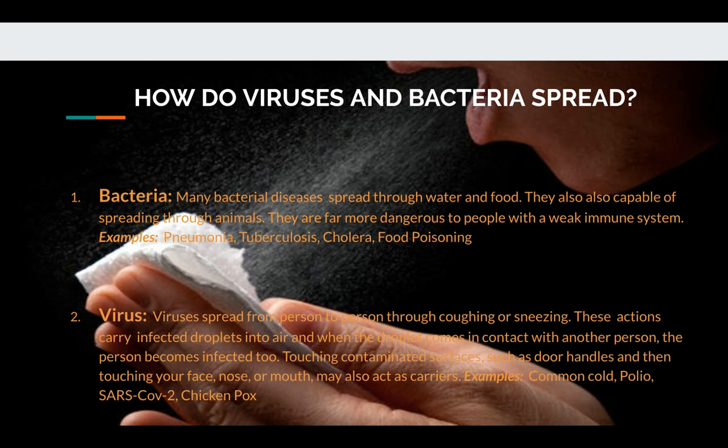Various types of bacteria and viruses are also capable of lasting on surfaces for a certain time period. This, along with their microscopic size, makes it one of the most dangerous ways of transmitting an infection.